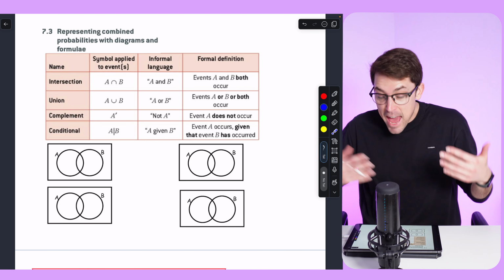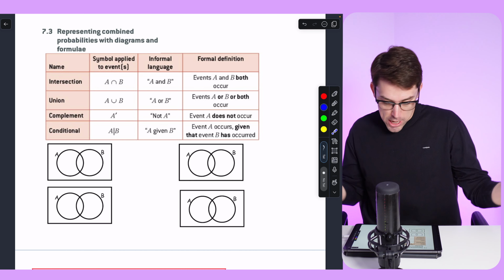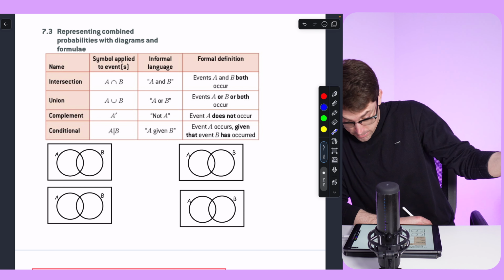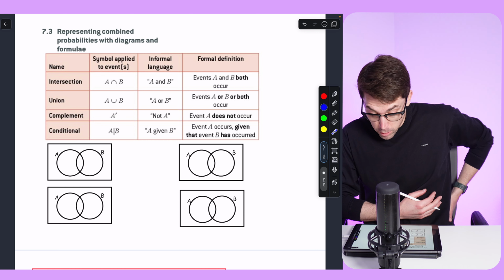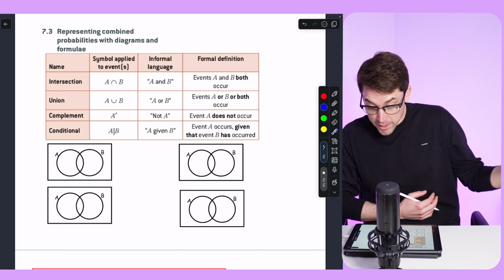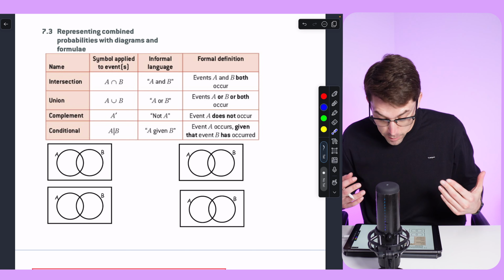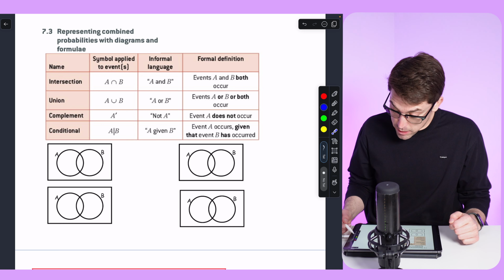So when we're representing combined probabilities, this means, like, if events A and B both happen, for example, if it rains and I'm wearing a black jacket. Or there's an "or" event, like it either snows or it rains. You could also ask, what's the probability of it not raining? Or, what's the probability that it rains given that it snows? These are all different forms of asking different types of questions, and there are different symbols that you need to pay attention to.